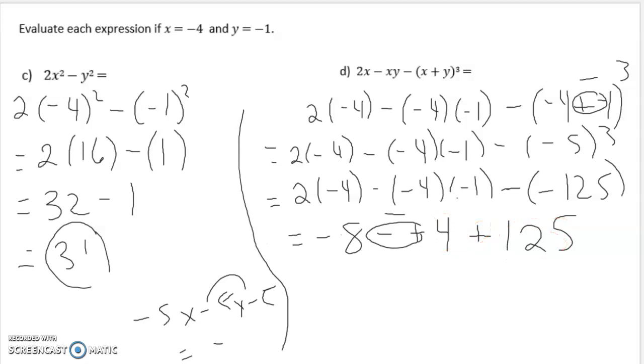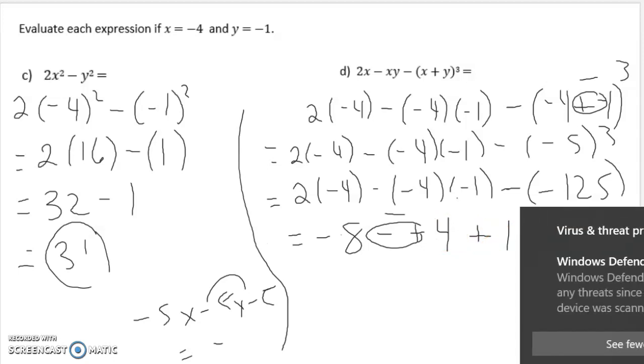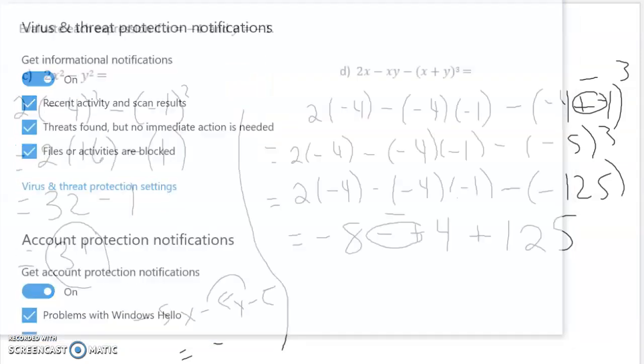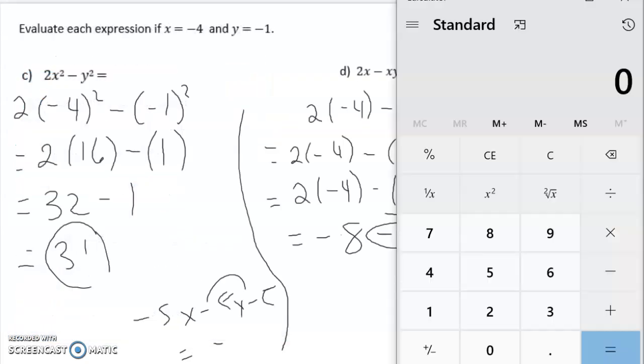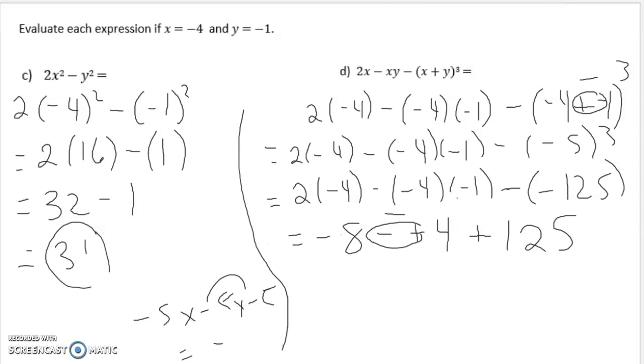So let's use our calculator. So we'll get rid of that. Oh man, sorry. -8 minus 4 plus 125 gives us 113. That's better. Okay, so our final answer equals 113.